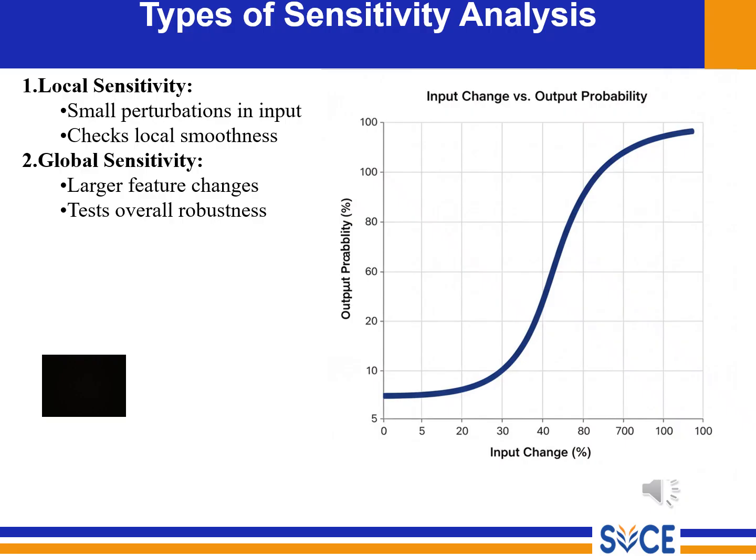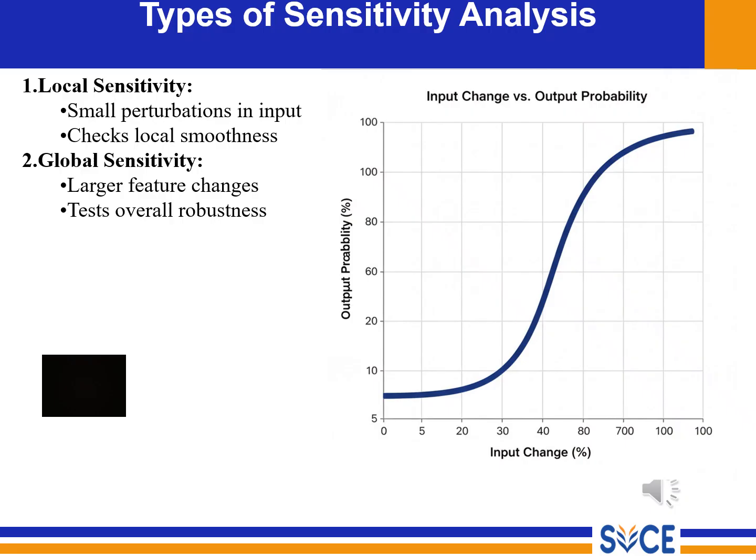There are two main types of sensitivity analysis. First one, local sensitivity, second one, global sensitivity. Local sensitivity means small or local changes in input, for example, adding a tiny bit of noise or slightly changing the brightness. We check whether the prediction remains smooth or jumps around. Then global sensitivity is about larger, more noticeable changes, maybe removing a big portion of an image or altering several features. This tests a model's robustness across a wide range.